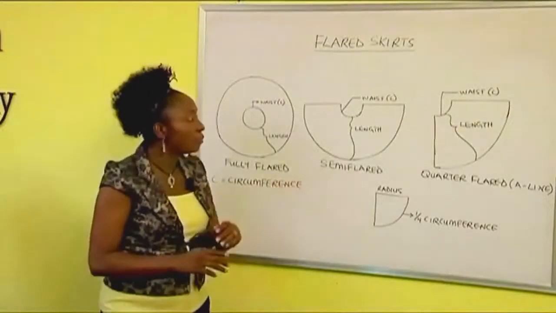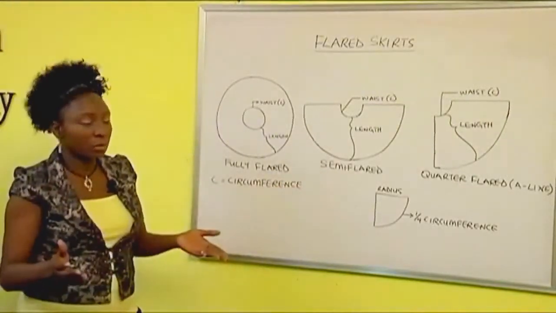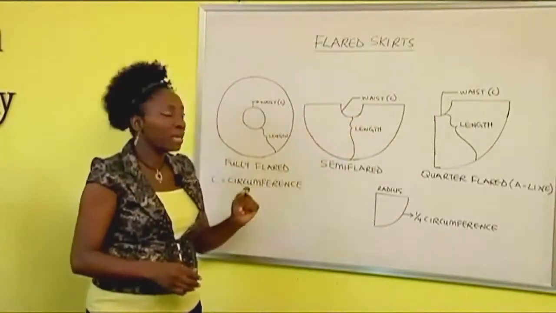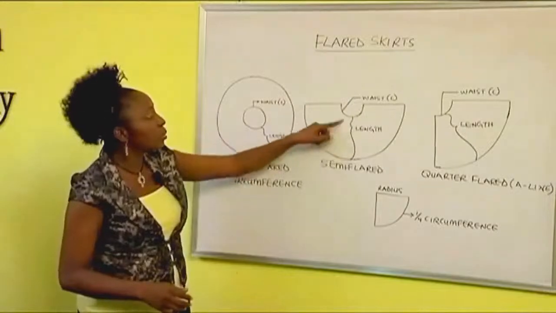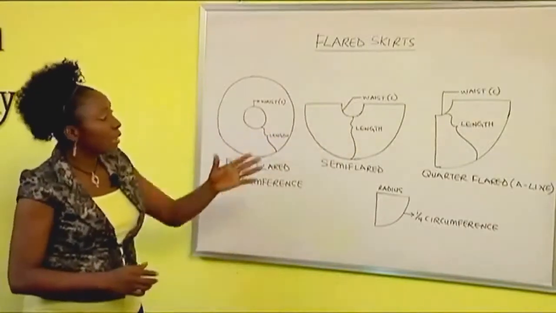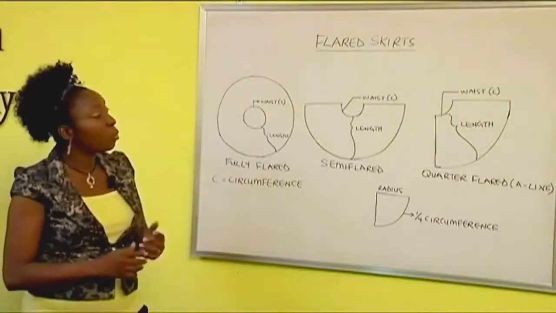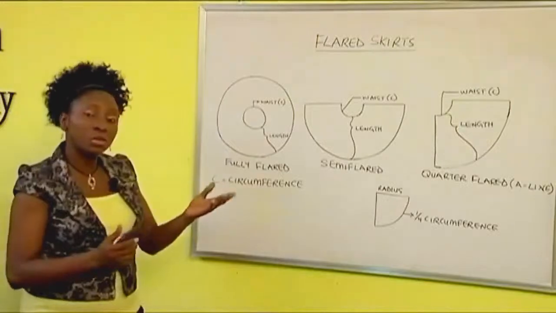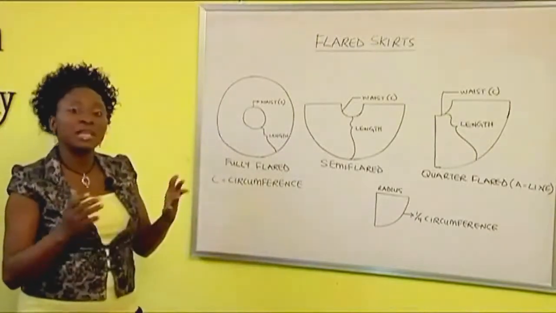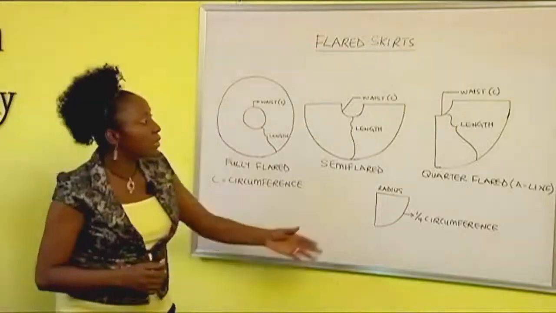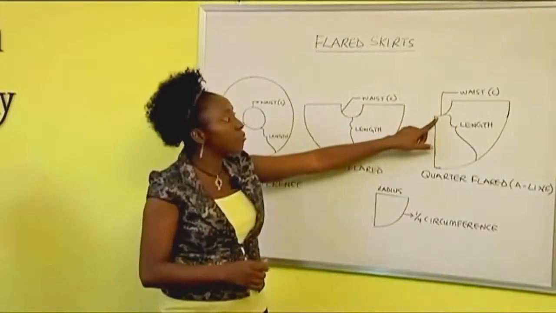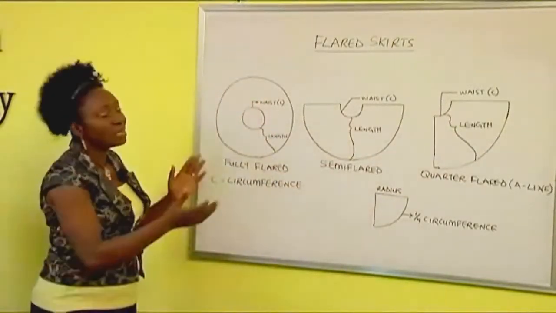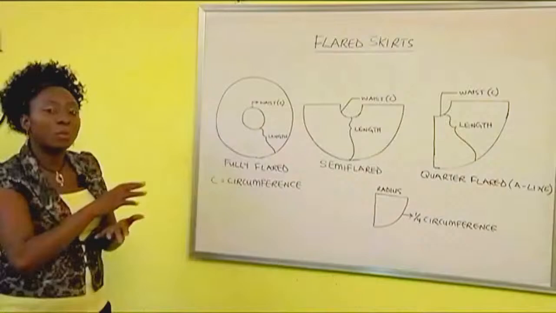Now if you look at the semi-flared skirt, you can see that it's a semicircle. We have the inner semicircle here representing the waist, and the distance between the two semicircles will give you the length. Now the third one is a quarter circle. It's called the quarter flared skirt, also known as the A-line skirt. It's not as flared as the others, obviously. This quarter circle represents the waist, and the length is in between the two quarter circles.